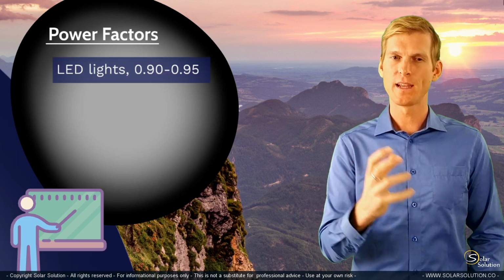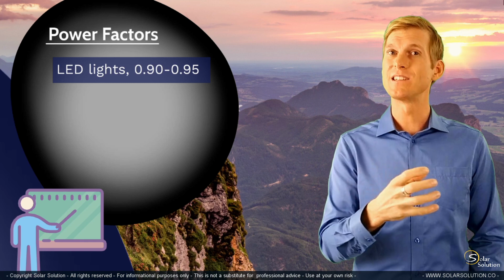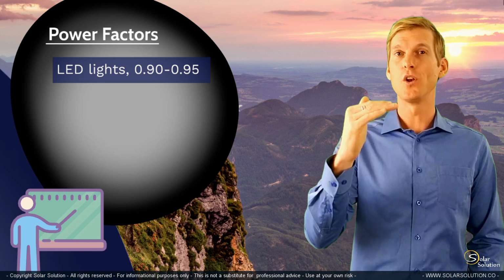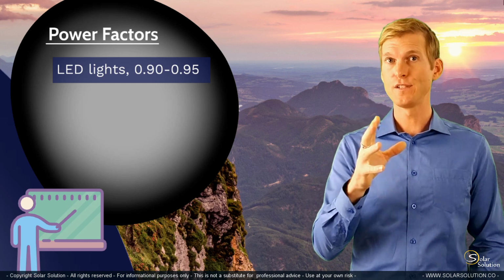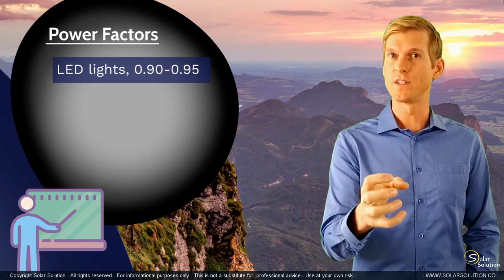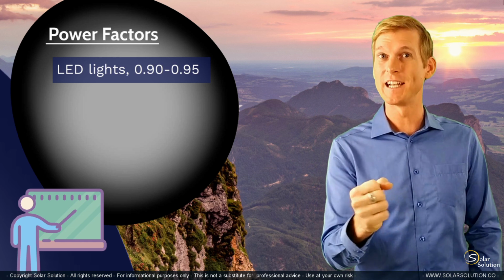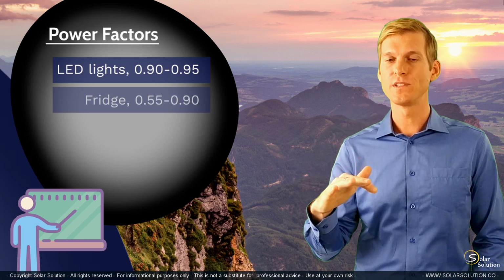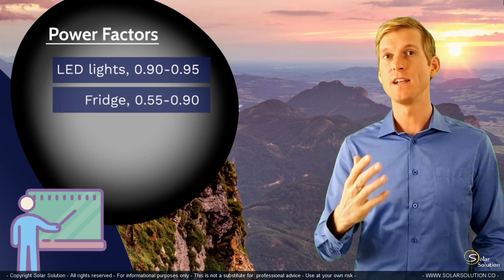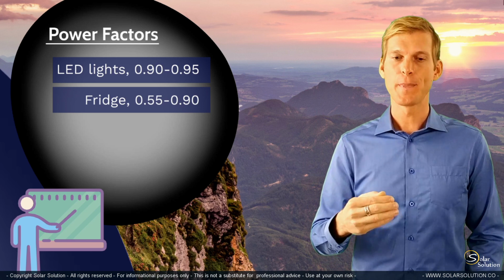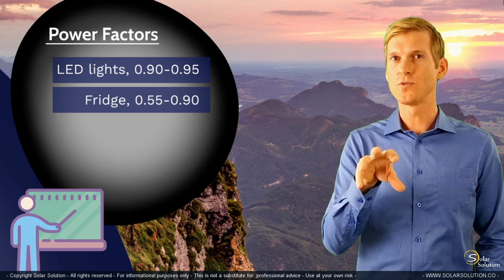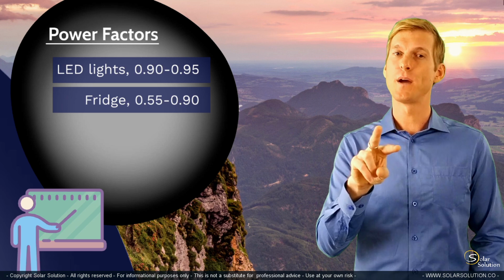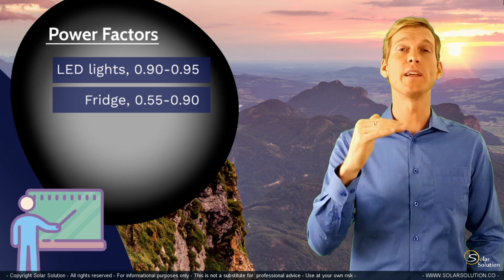But any kind of appliance which has an electric motor inside has a potentially low power factor. A fridge, for example, works with a compressor, and inside of the compressor there's an electric motor. So fridges can go as low as 0.5, 0.6. But if you have the more advanced, newer kind of fridges, then they often have electronics installed that compensate for the bad power factor. So they might go as high as 0.8 or 0.9.